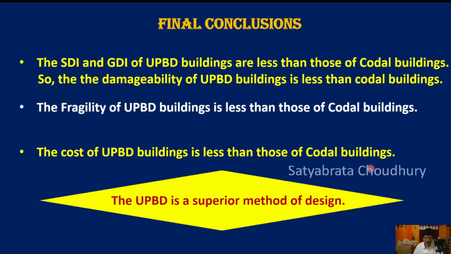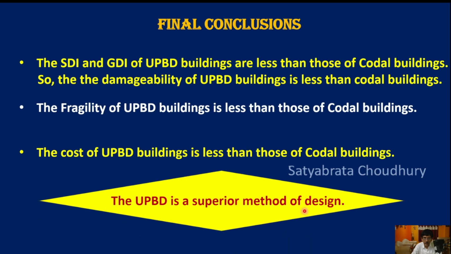So what does it indicate finally? The UPBD method was superior to the displacement based method of design which considers only drift, because it considered two parameters, drift and performance level together. Now after designing the buildings through the Codal method and the UPBD method for the same performance target levels, we see that the UPBD buildings are always superior in terms of all the parameters: the damage index, the fragility, the cost.